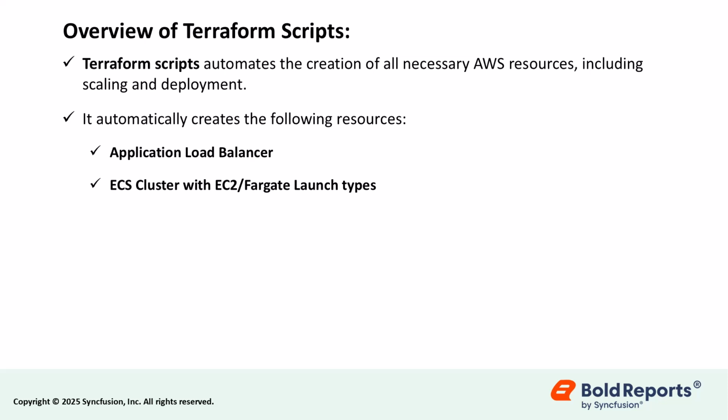ECS supports hybrid clusters, allowing both EC2 and Fargate tasks to run within the same cluster, offering performance and cost management flexibility. EC2 allows users to manage their instances for more control. Fargate is a serverless option where AWS handles the infrastructure. Elastic File System Storage provides scalable, shared file storage for EC2 instances.